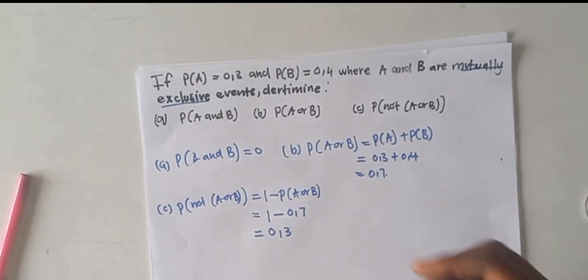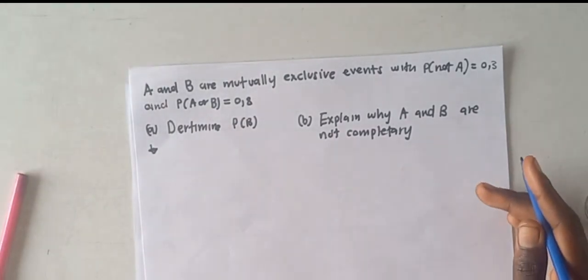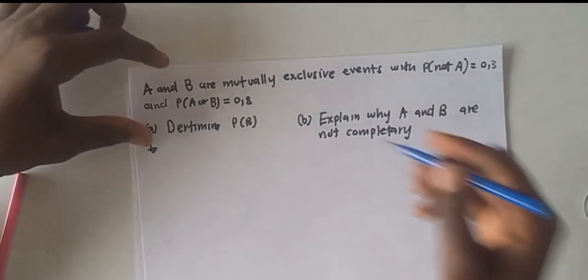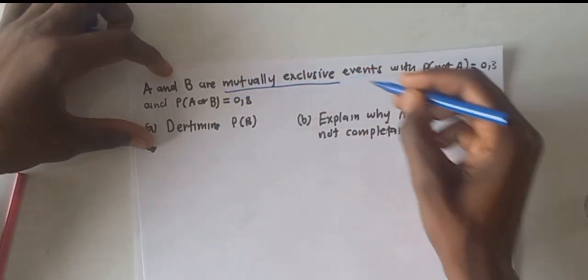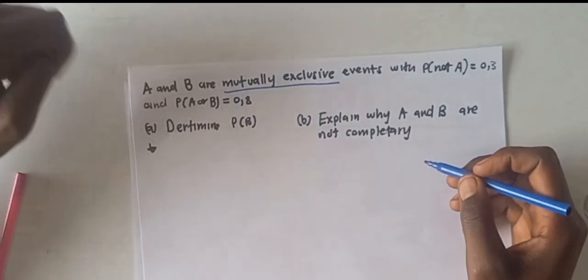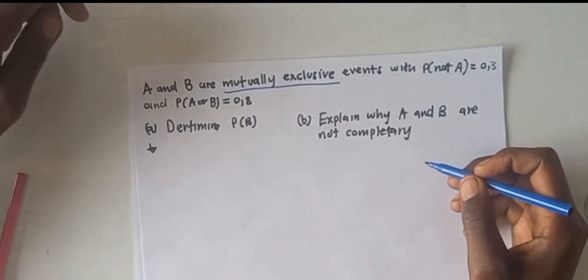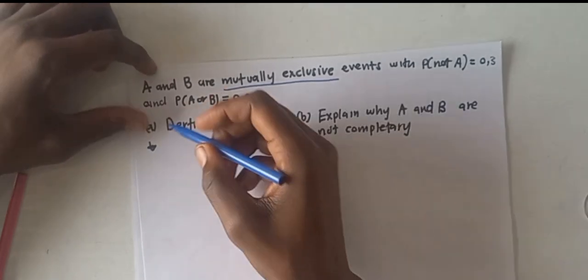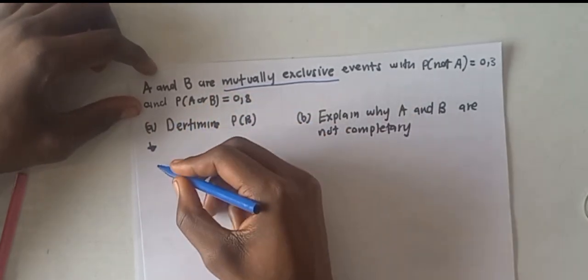Let's take a look at the next one. The second one says that A and B are mutually exclusive events, with the probability of not A being 0.3 and the probability of A or B being 0.8. Then the first question is to determine the probability of B.